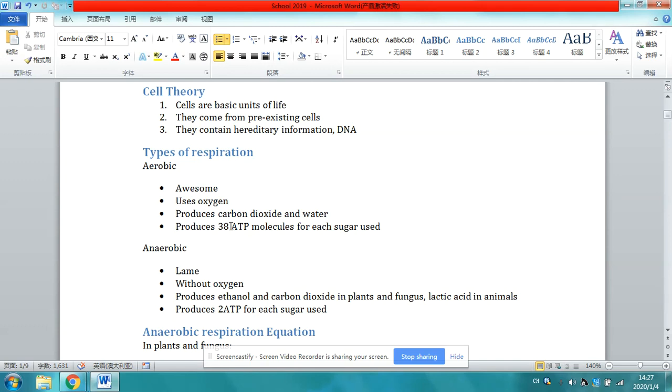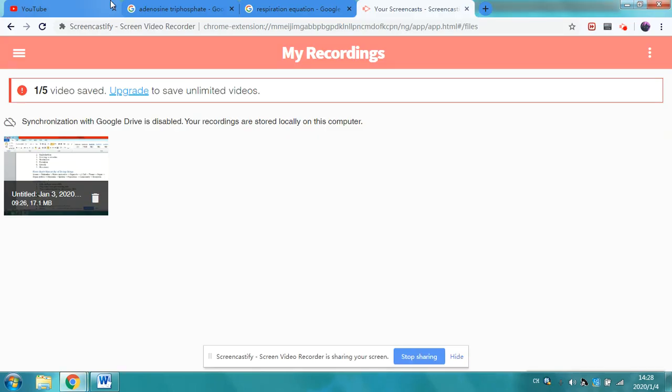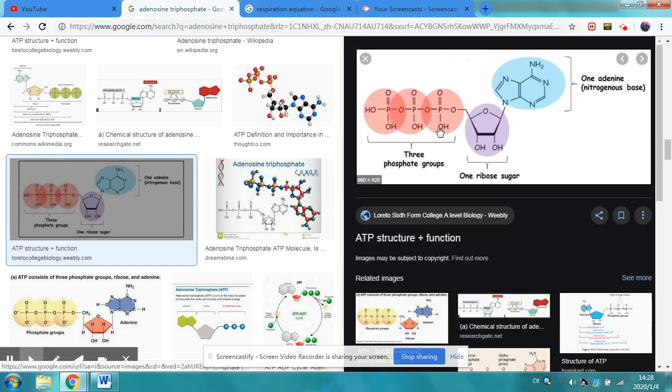So it produces 38 ATP molecules for each sugar used. Well, since I've told you that respiration turns sugar into energy, well, in this case, the energy is called an ATP molecule. An ATP molecule is basically like a chain. Well, first I need to tell you what it is. It's called adenosine triphosphate. And it looks something like this over here.